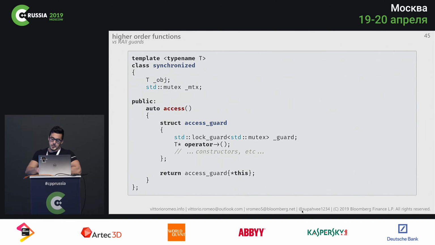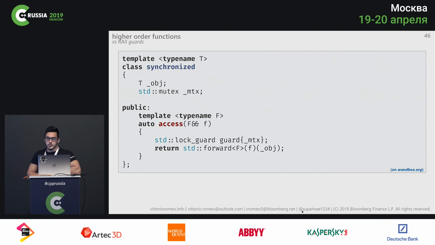However, in the case of the higher order function, it's literally a 2 lines function, and it's very, very easy to understand and review. So what you can do is simply provide access. Access takes an action f. Then we lock the mutex with this guard, and we call f on the object, and that's it. So this is the main pro and con that I see, which is basically implementation simplicity versus flexibility.